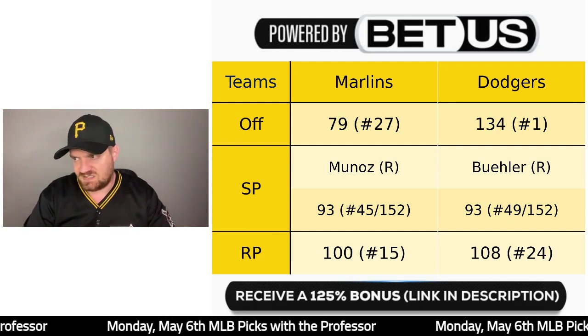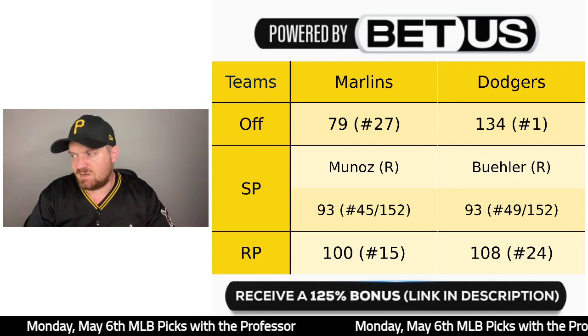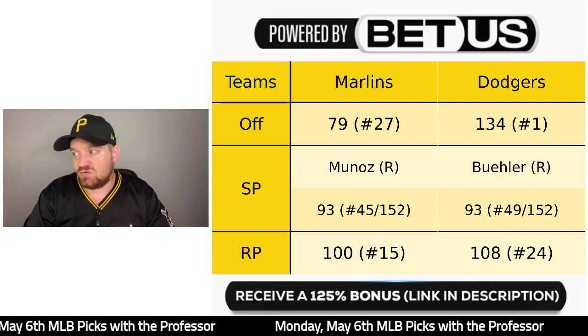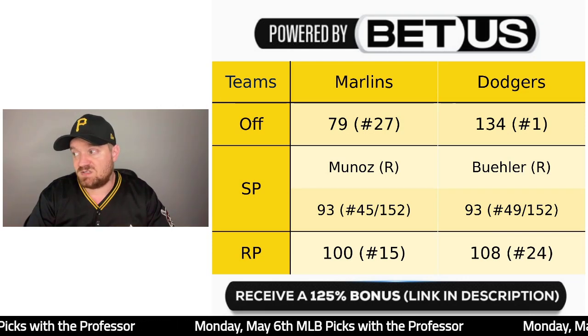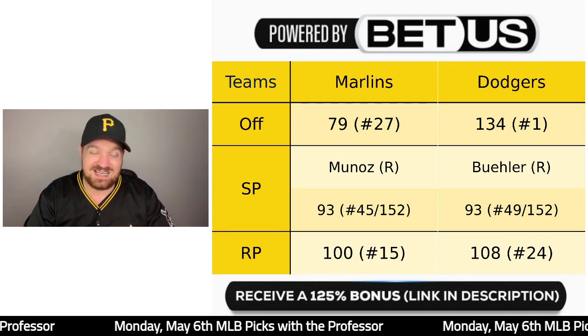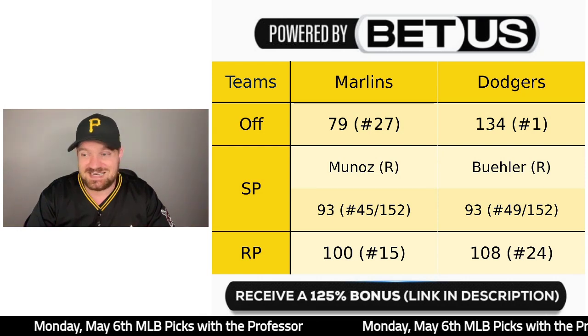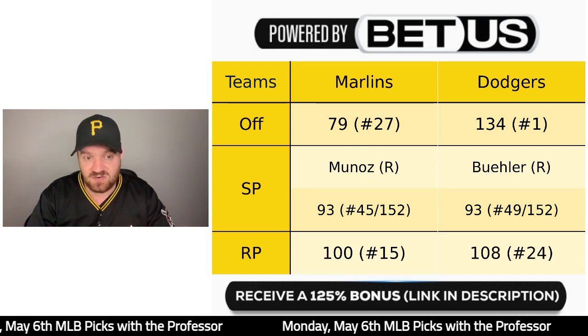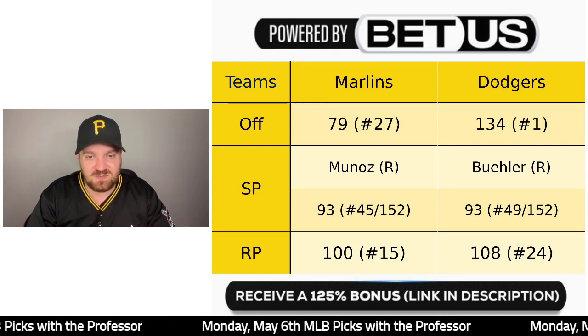Roddery Munoz for the Marlins is the listed pitcher. So far, so good for him. 2.45 ERA in his two starts, FIP in the upper threes, xFIP in the mid twos. Gets a 93 grade. A guy who's looked good so far. The model really likes what it's seen from him.